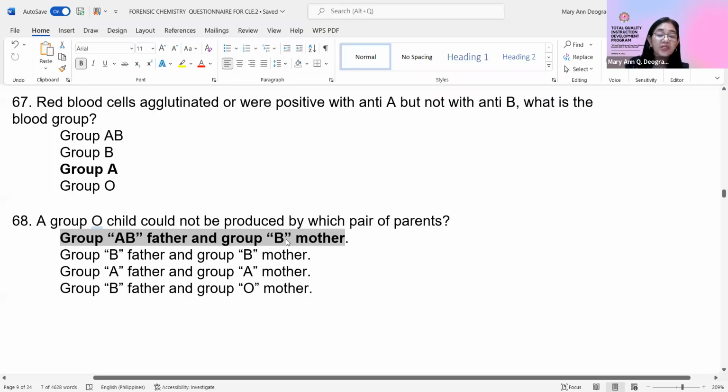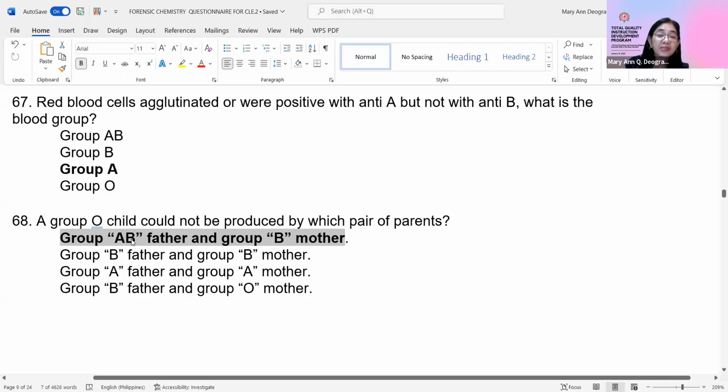I-crisscross mo sa B. So AB lalabas. So ito, when you pair this, o ang i-pair mo dito AB tsaka B. So pag pinair mo yung A sa B, AB lalabas. Pag pinair mo yung A sa O, dominant yung A, AO yung magpa-pair doon, dominant yung A. Then i-pair mo si B kay B, so BB yan. So the blood group is B.